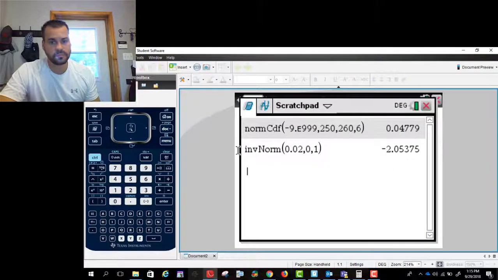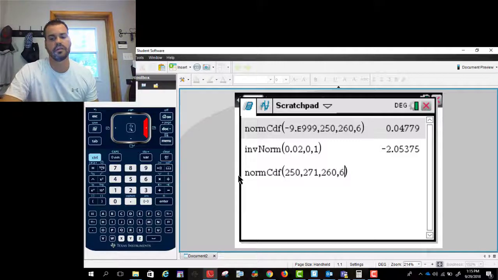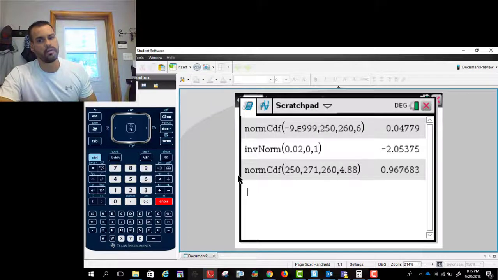We're just going to do a normal CDF. Our lower bound is going to be 250 because we want it to pass inspection, so it has to be at least 250, and it can't be any more than 271. We keep our mean the same, 260, and our standard deviation has changed to the new standard deviation, which is 4.88. And we get our answer.